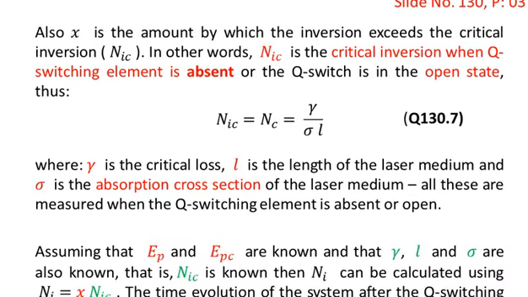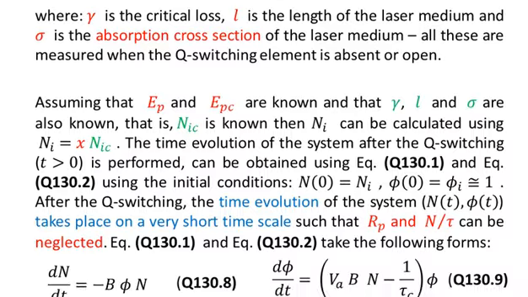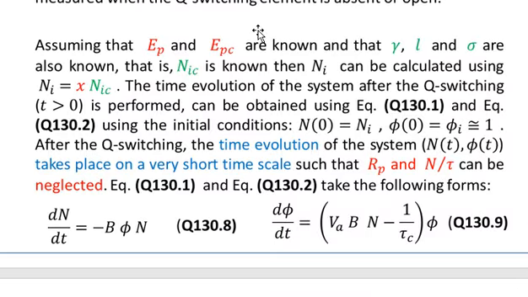So you see that we can measure these parameters: we can measure gamma, we can measure sigma, we can measure L, and this measurement requires that the Q switching element is absent or open. Assuming that EP and EPC are known. So you see that we are assuming that both are known.